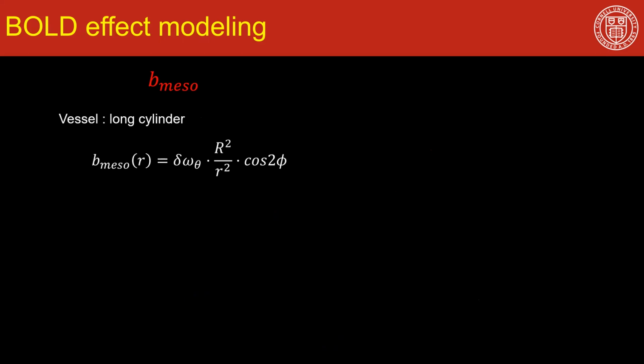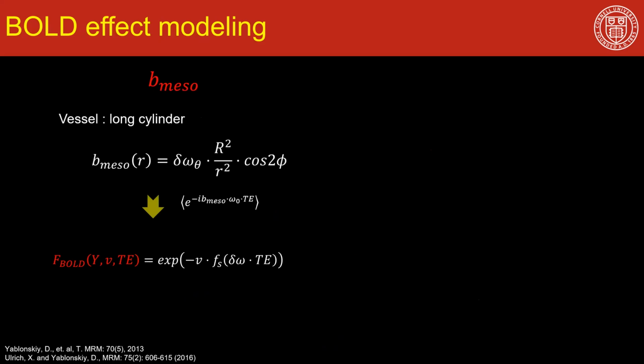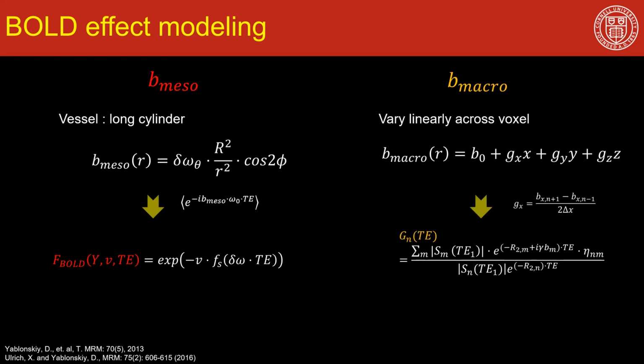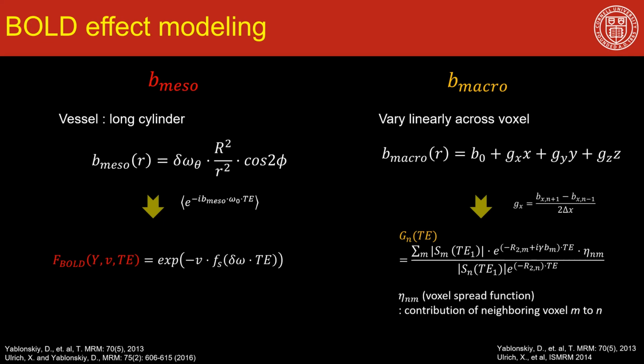For b meso, the vessel is assumed to be a long cylinder uniformly filled with deoxyhemoglobin. We have an analytic field solution for an infinitely long cylinder shape, and from this field, we can estimate the signal drop by deoxyhemoglobin in vein, f BOLD. For b macro, the macroscopic field is assumed to vary linearly across the voxel, and then we can get the signal drop by this linearly varying field. Here, eta is the voxel spread function. It means if the field varies linearly across the voxel, there will be signal contamination from neighboring voxels.